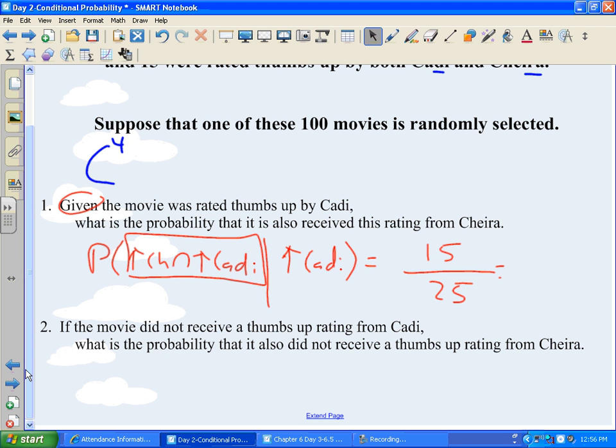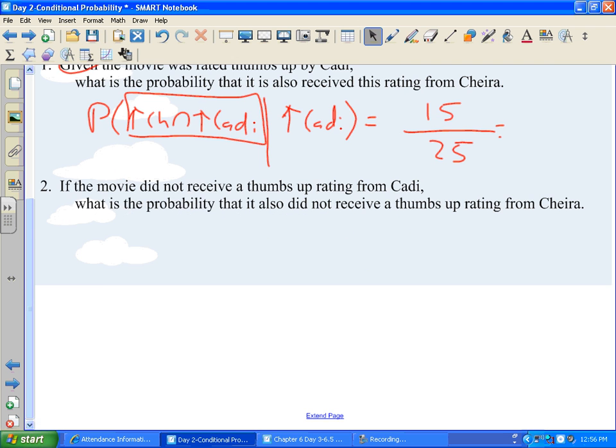Second one. If the movie did not receive thumbs up from Katie, what is the probability that it also did not receive the thumbs up from Kira? So we're looking at nots and nots again. Agreed? It's flip-flop the other way around. I'd rather do this one. This one's harder.